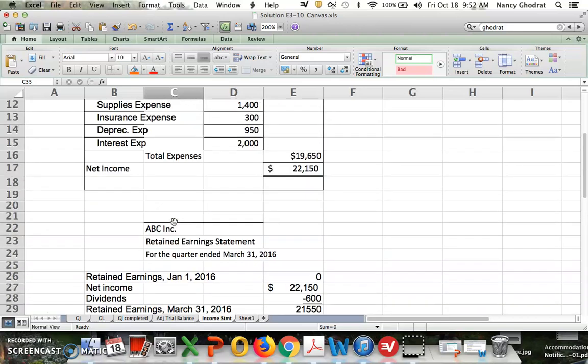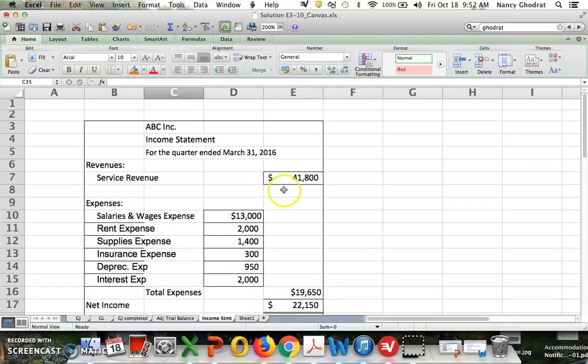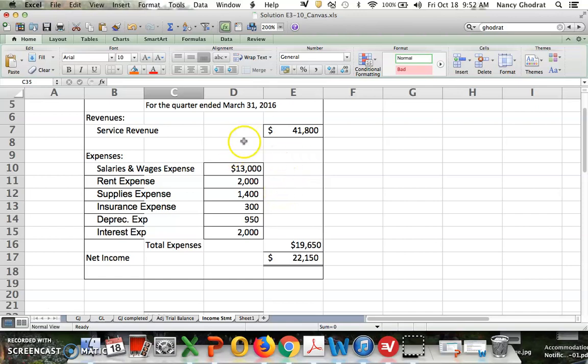Guys, remember, in your financial statements, you don't have a debit credit column. The column to the left shows the detail for the column to the right. Okay, this is your chapter 3.